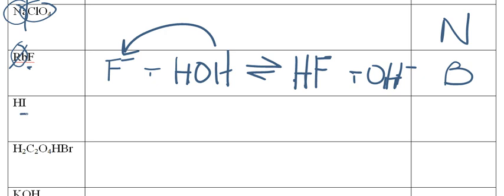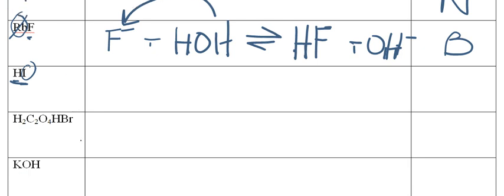HI, we have our strong acid. So the iodine doesn't do anything, but the H causes the solution to become acidic. Our bromine is a conjugate of a strong acid, therefore it does nothing. On this side we have a conjugate of a weak base that behaves as an acid, so the solution becomes acidic.